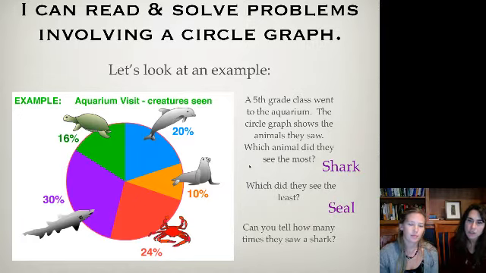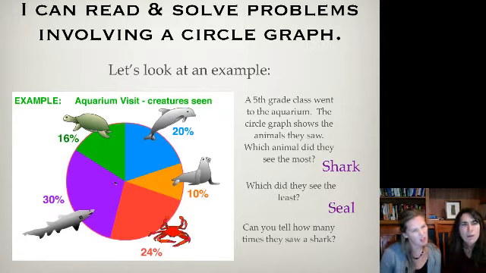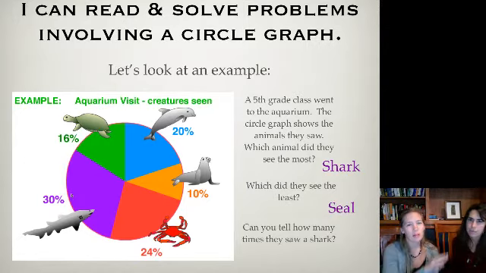Now we just want to make sure though, the next question is, can you tell how many times that they saw a shark? Can you tell that from this graph here? And you should be thinking, this says 30% of the time, but that doesn't tell you, of all the times they saw an animal, 30% of it was a shark, but it doesn't really tell you how many times they actually saw a shark. So can you tell? No, you cannot. We just want to clarify that.